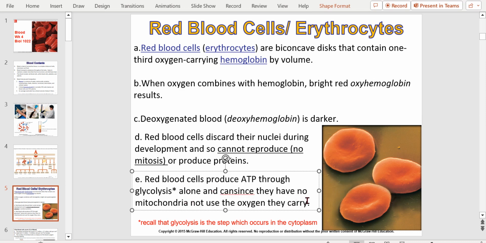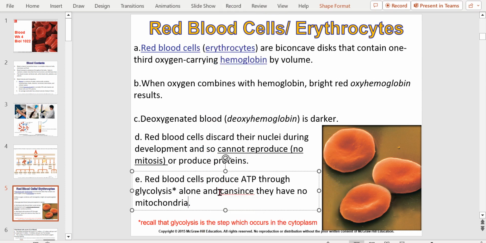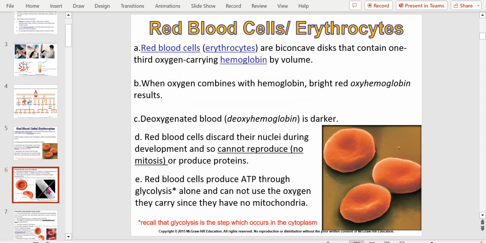They cannot use, yes, something's wrong here. And ignore all. There we go. Can I use that? There we go. That makes a little bit more sense. All right. Very good.